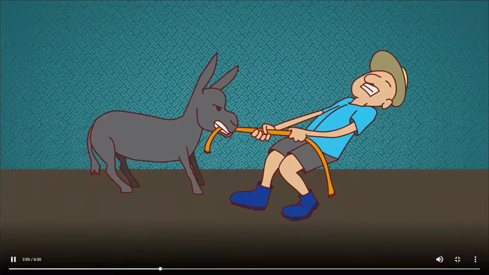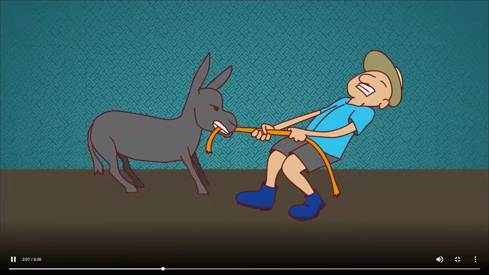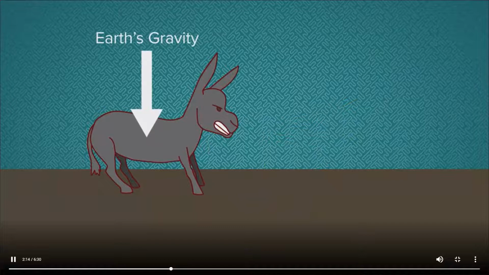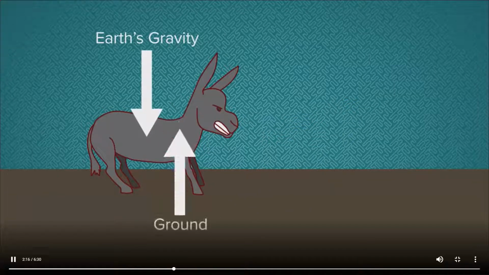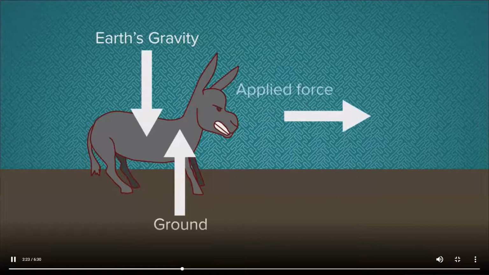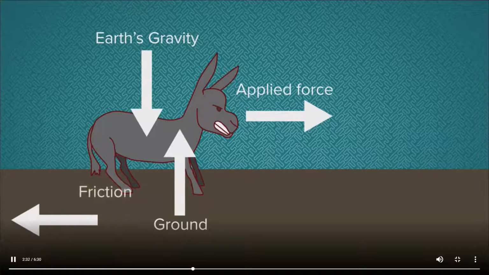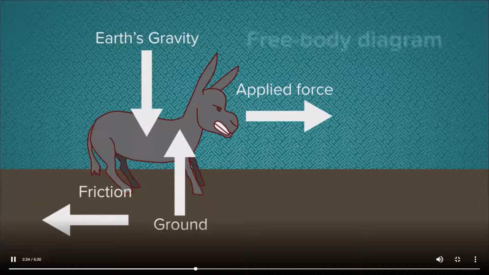A man tries to pull a donkey with a rope, but the donkey resists, and neither of them moves. We'll concentrate on the forces that influence the donkey. The Earth's gravity acts on the donkey. The ground supports the donkey's weight and exerts a normal upward force on the donkey. The man exerts an applied force on the rope, which is transferred to the donkey through the rope. When the donkey resists the pull of the rope, there's friction between the ground and the donkey as it digs in its hooves. This is called a free body diagram.